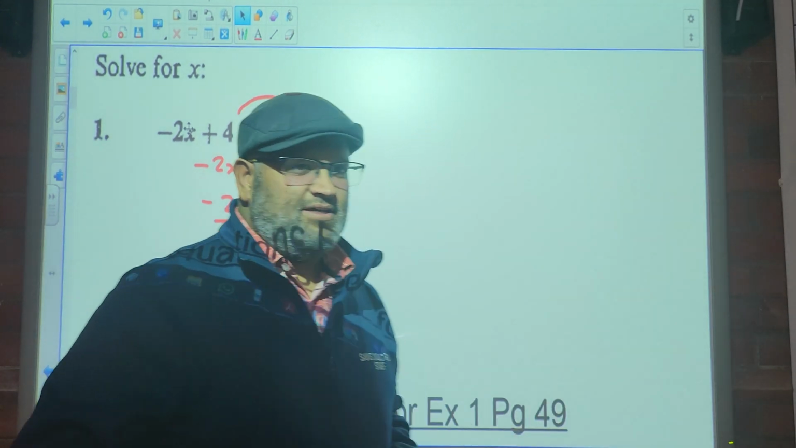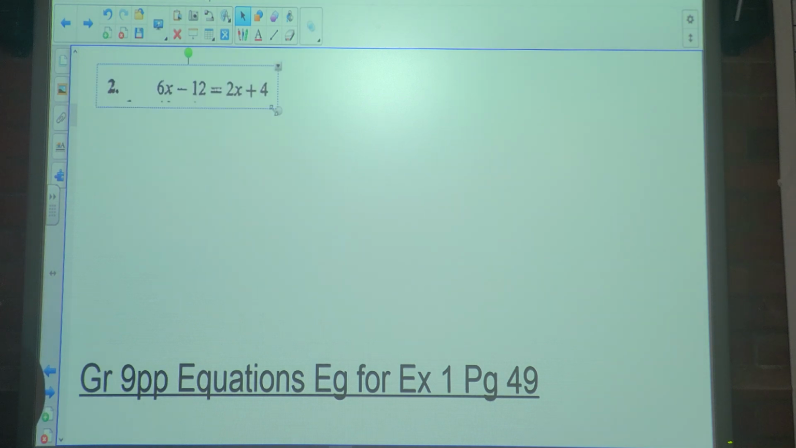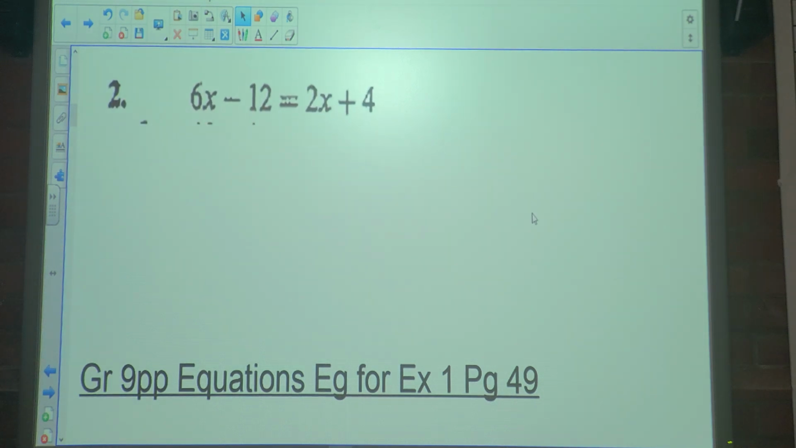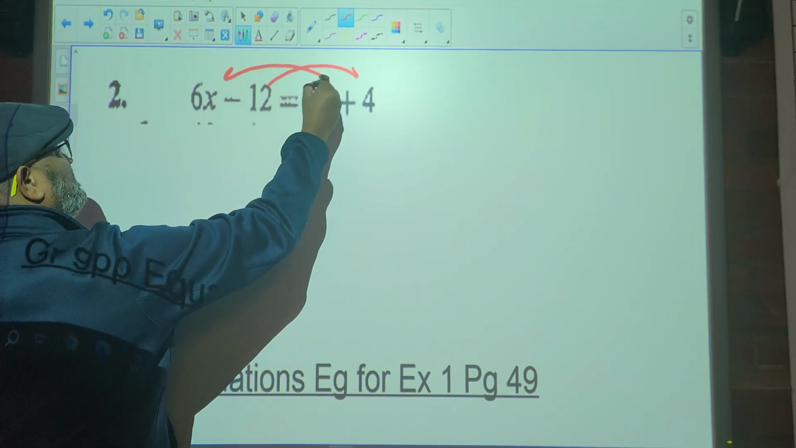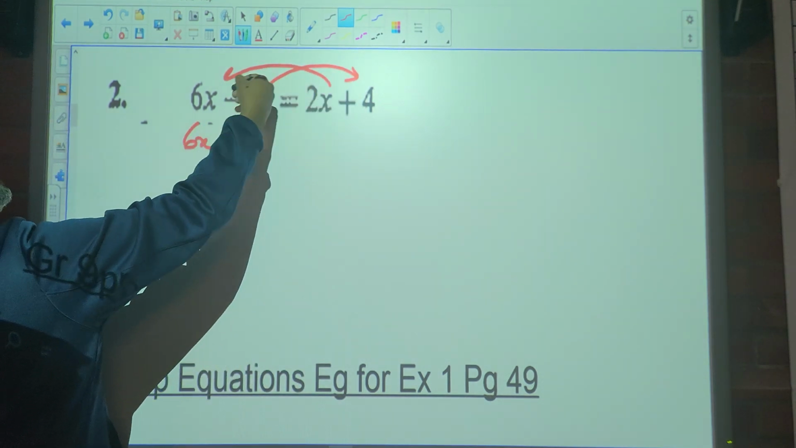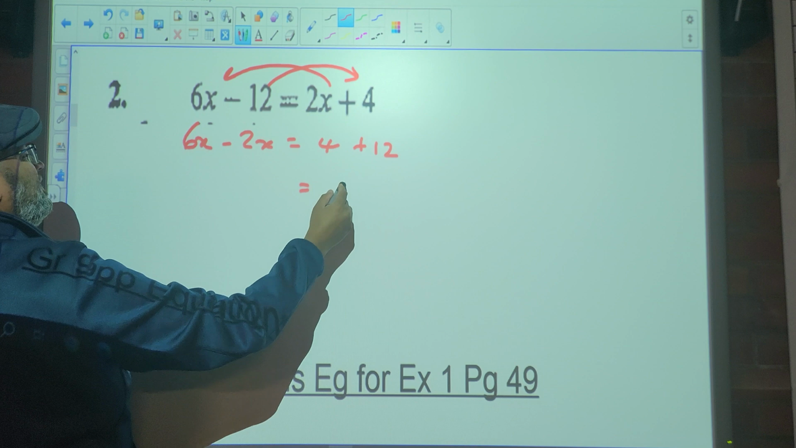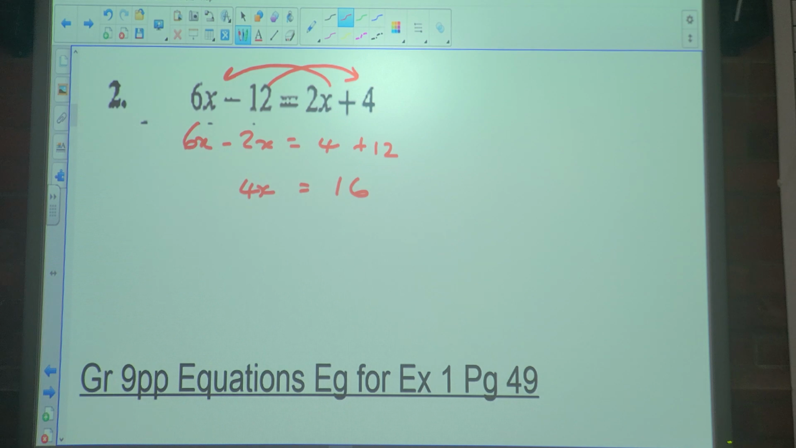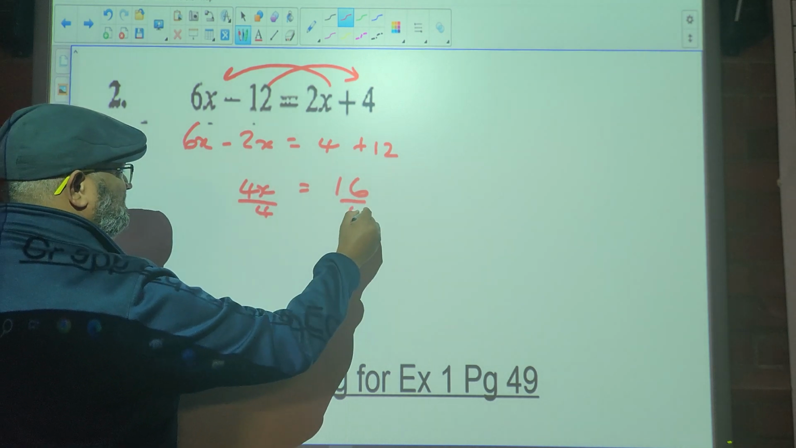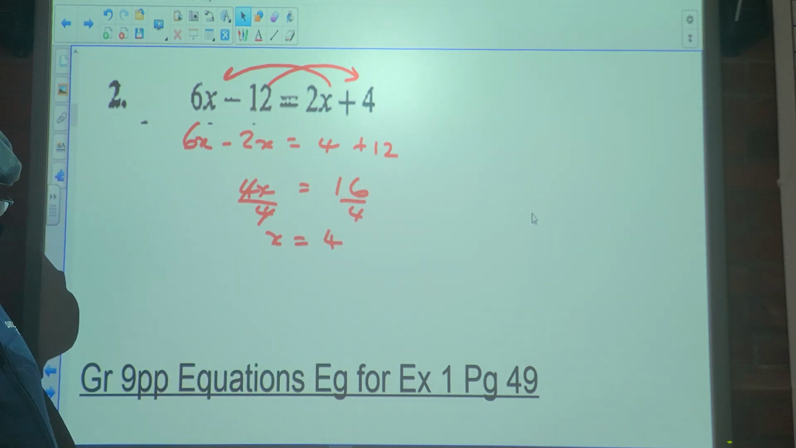Right, any confusion there? Right. The next one, we have 6x minus 12 is equal to 2x plus 4. Right, so what must we do here? x is one side, numbers the other side. So it becomes 6x minus 2x is equal to 4 plus 12. What's 4 plus 12? 16. What's 6x minus 2x? So how do I get x on its own? Divide by 4 on both sides. You all agree with that? So 16 divided by 4. Any confusion there?